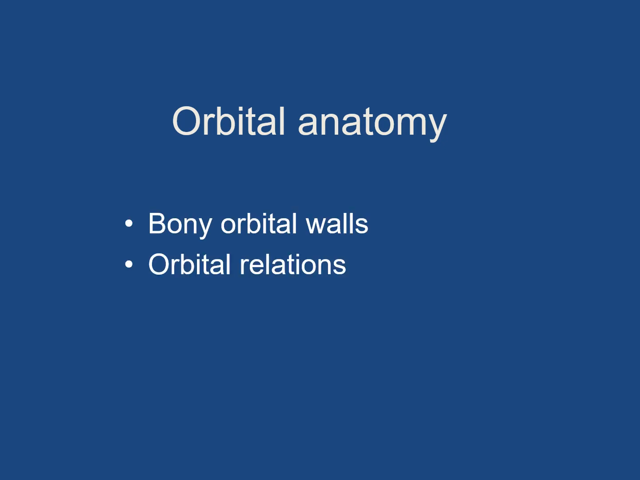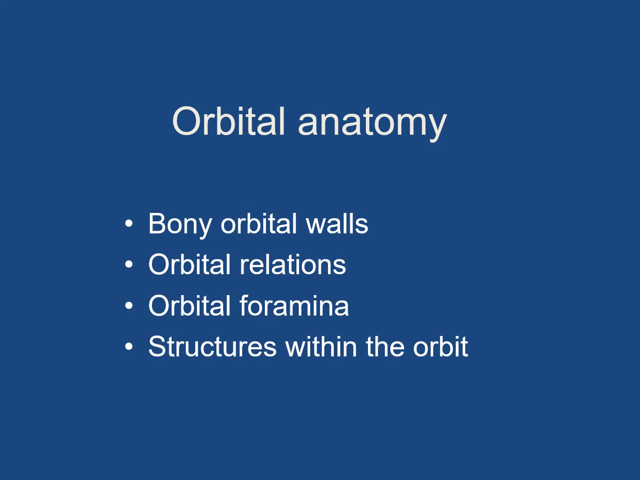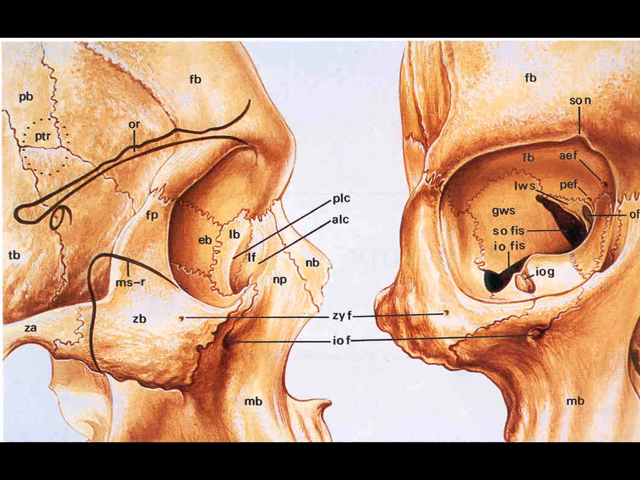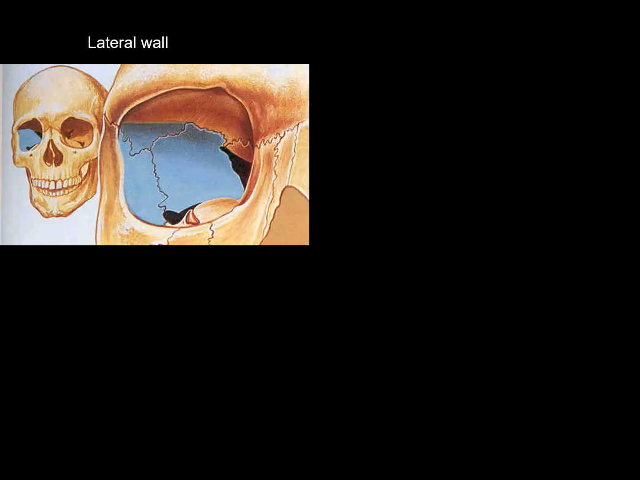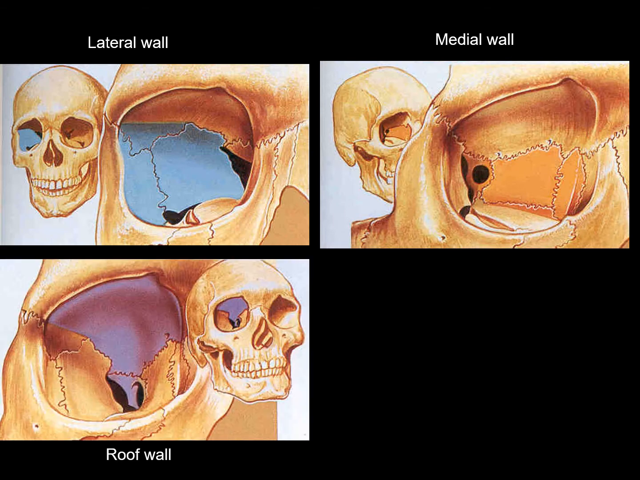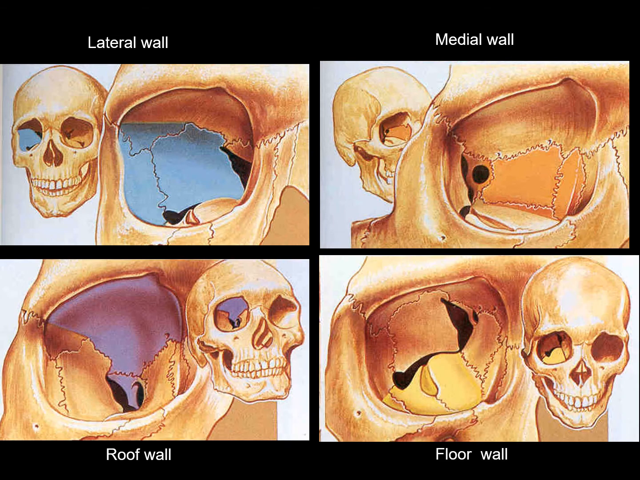To understand the anatomy of the orbit, we must study bony orbital walls, orbital relations, orbital foramina, and structures within the orbit. The orbit has a pear-shaped cavity. Its shape is a quadrilateral pyramid. It has four walls and a narrow apex. These four walls are the lateral wall, the medial wall, the roof, and the floor.